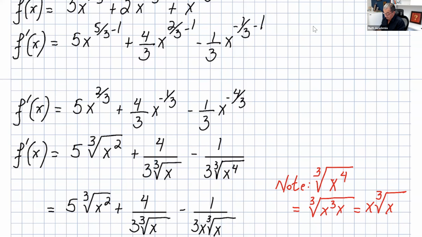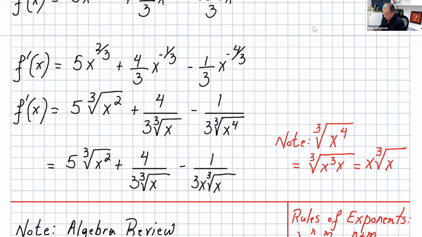And finally, this can be written as 1 over 3 cube root of, again, cube root of x to the 4th. However, here we can still simplify this. Cube root of x to the 4th is cube root of x cubed times x, and you can take that out. So it's x cube root of x. So the final answer is 5 times cube root of x squared plus 4 over 3 cube root of x minus 1 over 3x cube root of x.